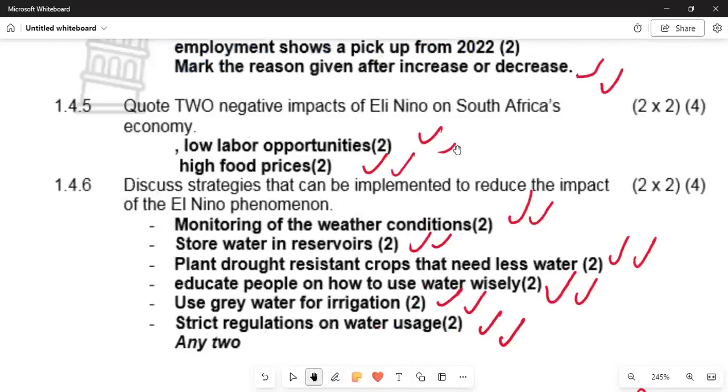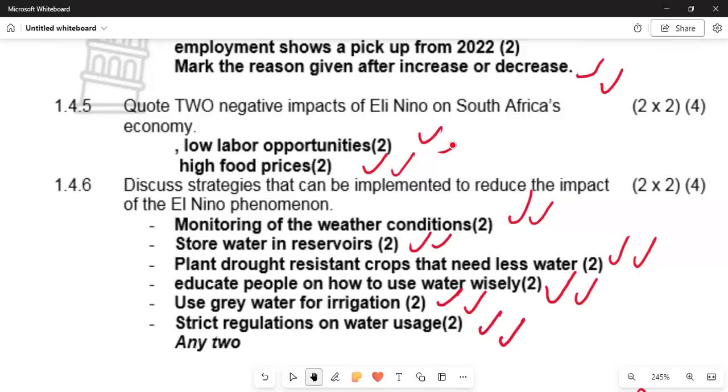In 1.4.5, they say quote two negative impacts of the El Nino on the economy in South Africa. We have read in the article that there are low labor opportunities and high food prices, which will be caused by inflation, the general increase in prices, and the decreased purchasing power of money.